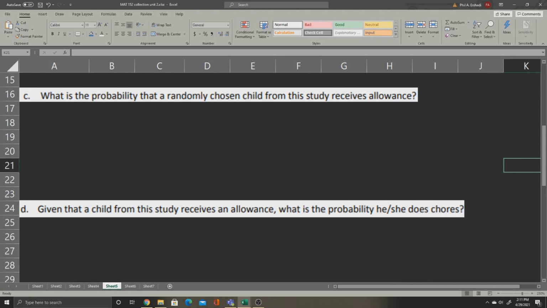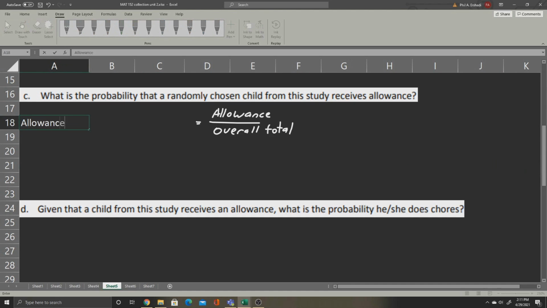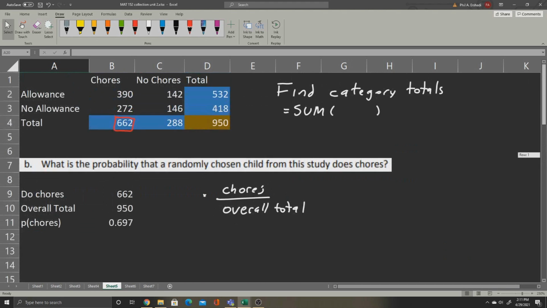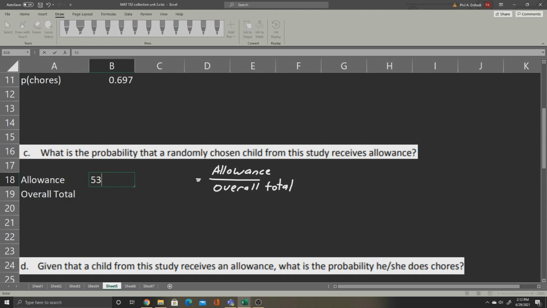Part C asks, what is the probability that a randomly chosen child from the study receives allowance? To find this probability, we'll take the number of children who do get an allowance and place that on the top of this fraction. On the bottom, we'll place the overall total. Now, let's collect our data. First, we'll enter the labels in column A, and we'll consult the table again, first looking for the allowance and the overall total. Our category total for allowance is located in row 2. That will be 532, which is across from the word allowance. As before, our overall total is in the gold box, 950.